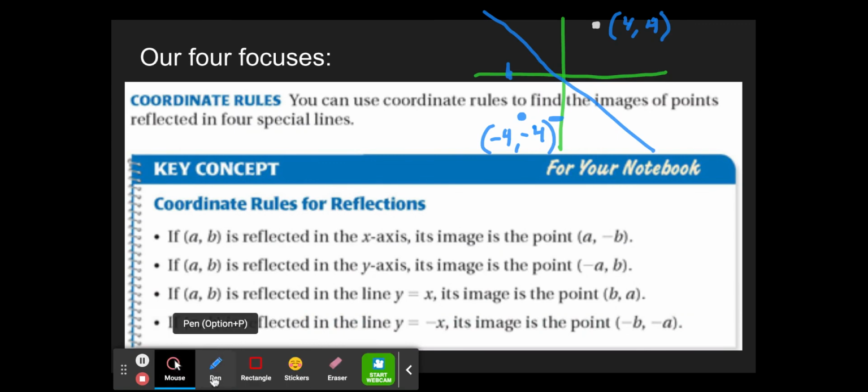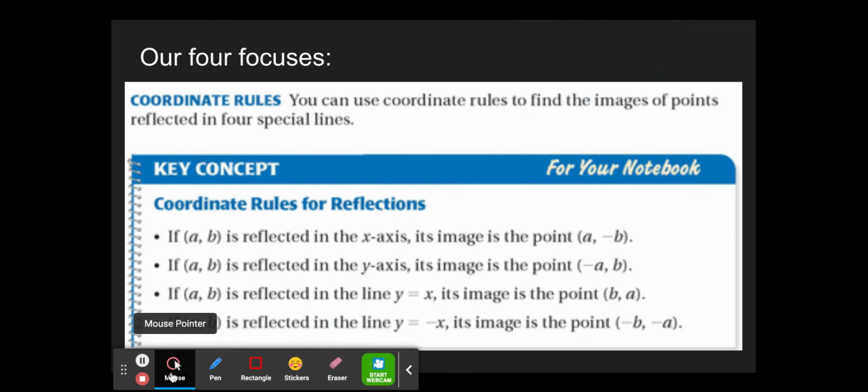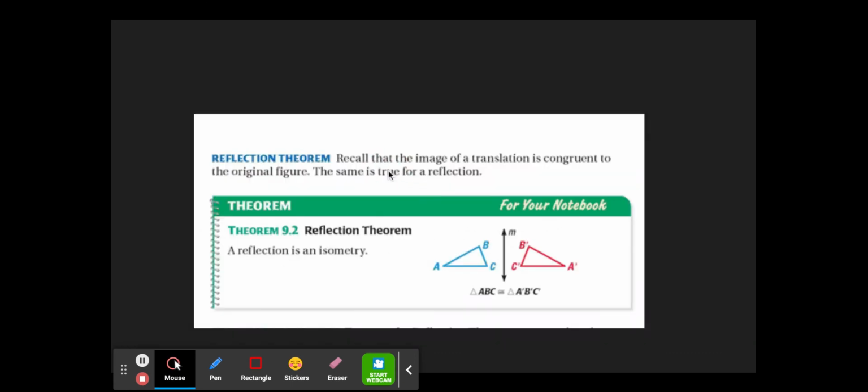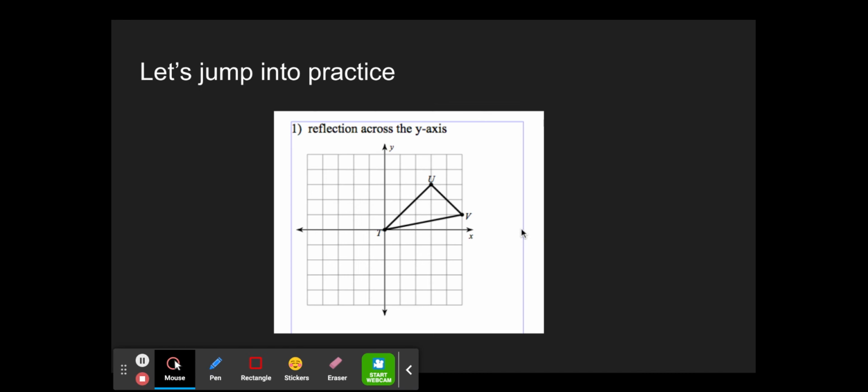All right. At this point, we're good to jump into some examples. It makes sense that a reflection is an isometry. We're not dilating. We're not changing the organization. So we're going to jump into practice, right?